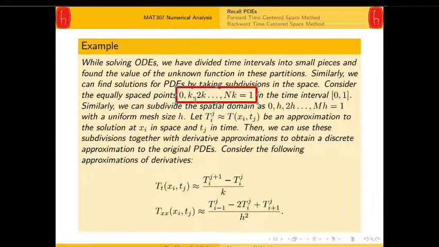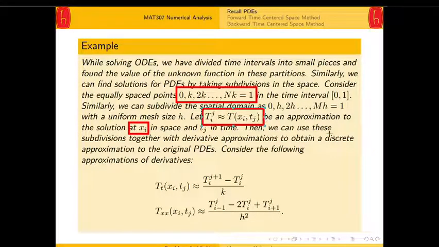Okay, so we use a step size k for the time interval and mesh size h in the spatial domain, and we are basically subdividing both domains, both in time and in space. Let's also say T_i^j is an approximation to the temperature at the point x_i and time t_j. This is an approximation to the solution at the point x_i in space and t_j in time. So this is the approximate solution.